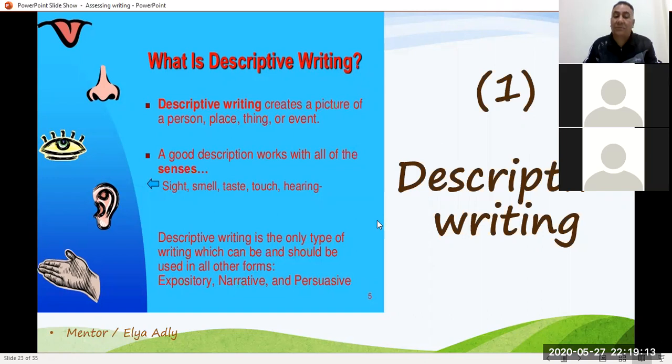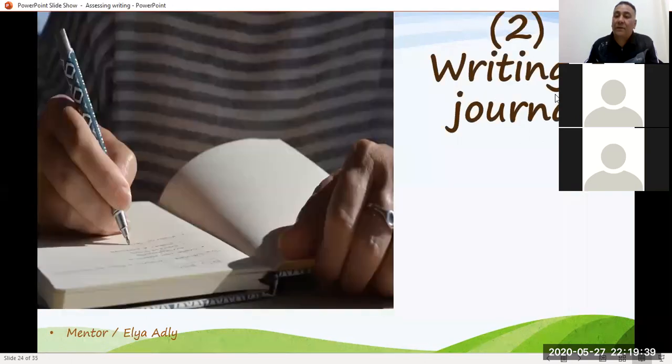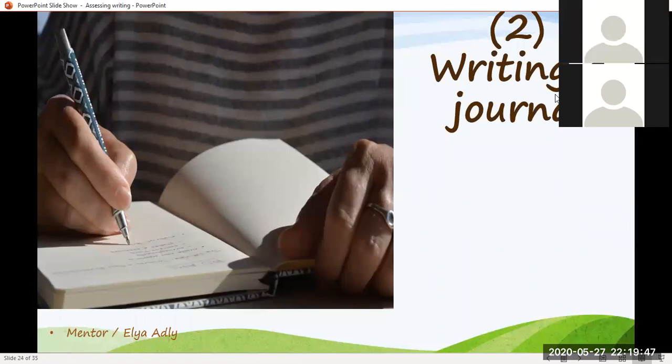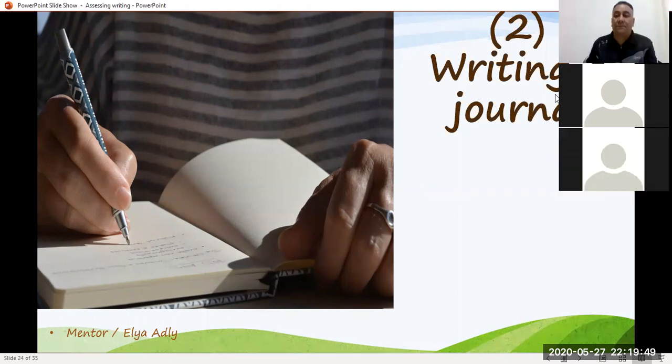Number one, descriptive writing. And as you see in this slide, descriptive writing creates a picture of a person, place, thing, or event. A good description works with all of the senses: sight, smell, taste, touch, hearing. Number two, writing journal. Could you tell me what's the meaning of writing journal or what we do in writing journal?